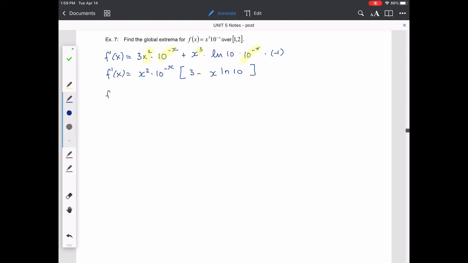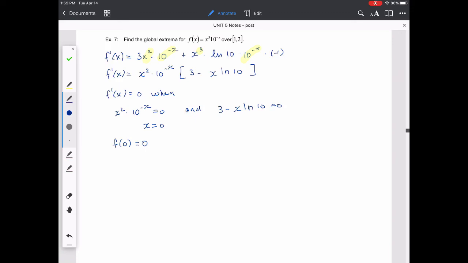And we know that f prime of x is equal to 0 when we have x squared times 10 to the exponent negative x equal to 0, and 3 minus x ln of 10 equal to 0. For the first one, it doesn't matter what I put for the exponent, it's never going to make it a 0. So the only thing that's going to make it a 0 is the x squared, so x equals 0. If I were to do f of 0, it's also going to be 0 because x to the exponent 3 makes it 0.